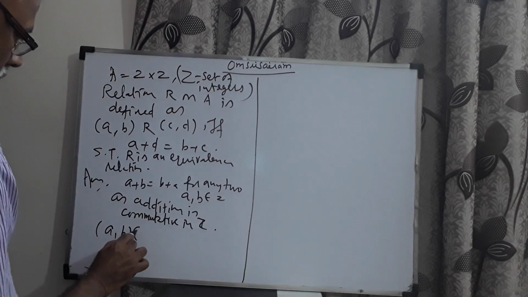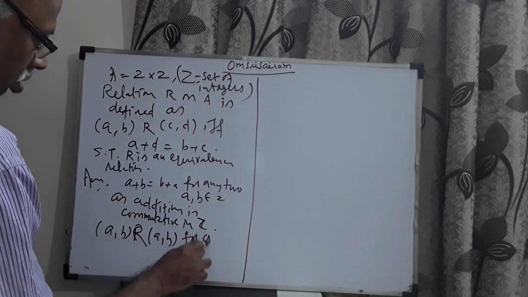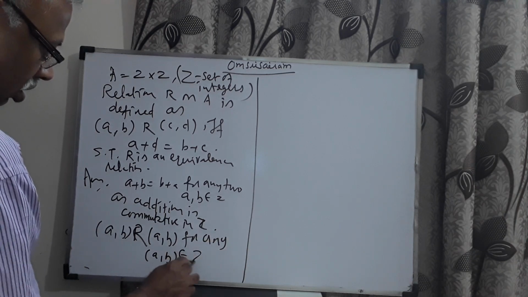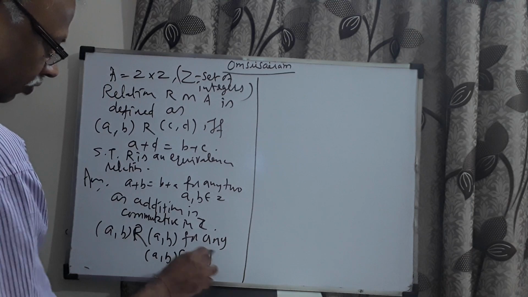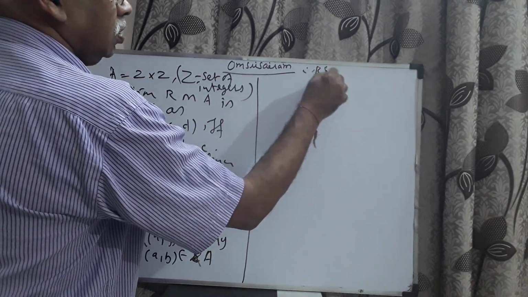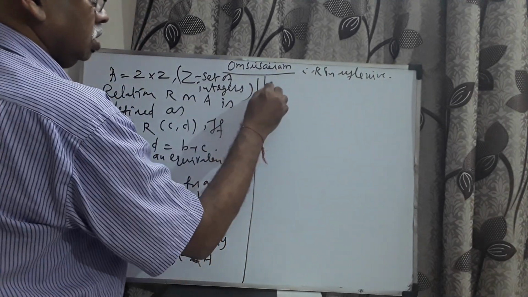Therefore, (a, b) R (a, b) for every (a, b), element of A. Therefore, R is reflexive. This is the real meaning of the reflexive property.